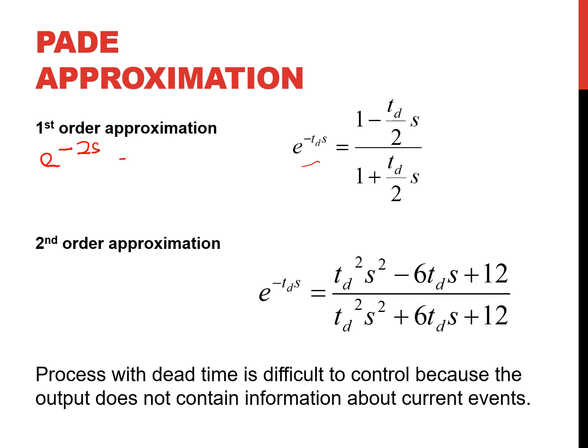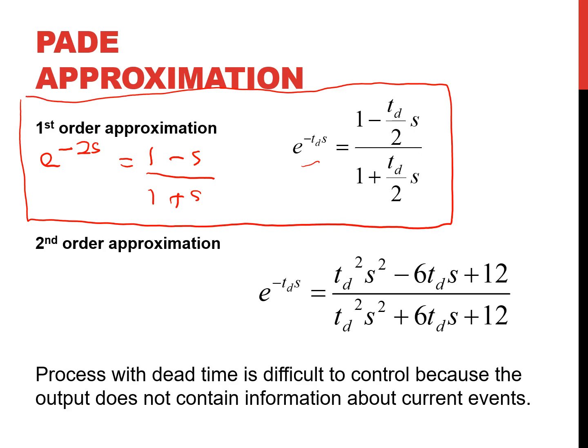So this can be converted into the common transfer function by using first order approximation. 1 minus TD over 2 divided by 1 plus TD over 2, so 2 over 2 is 1, so 1 minus S divided by 1 plus S. In this way, you no longer have the exponent, so it becomes the normal transfer function. In our practice, usually we just focus on the first order approximation because we want to make it simple. So we just use the first order.